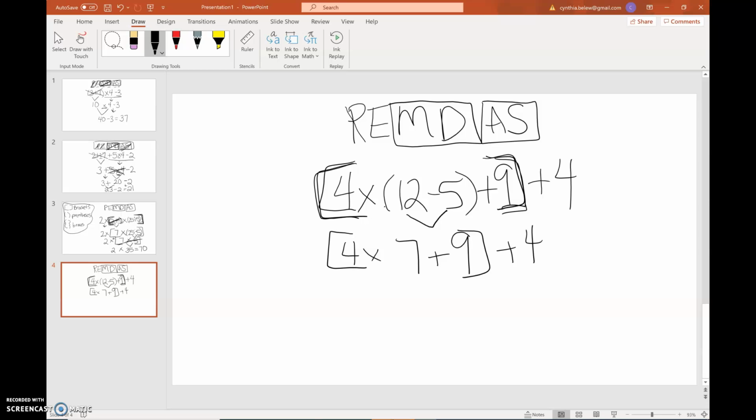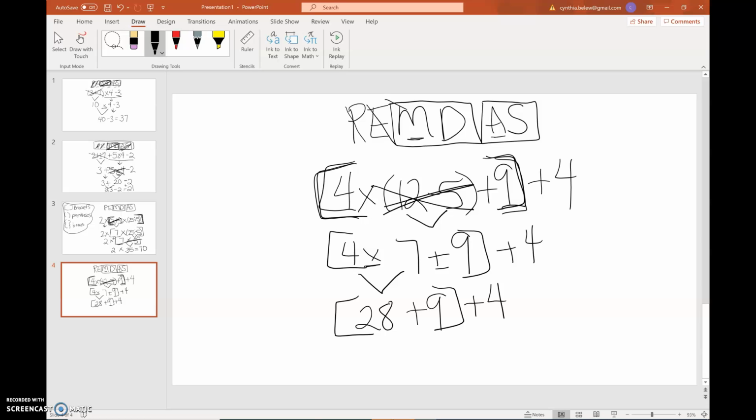Okay, so I'm still in the brackets. I have to follow order of operations in those brackets. And I have multiplication and I have addition in the brackets. Multiplication comes before addition. So 4 times 7 is 28. Bring everything else down. 28 plus 9 in brackets plus 4. Now, got rid of multiplication and division. Now I still got something in the brackets. I have to solve that first, and then I can finally get rid of them.